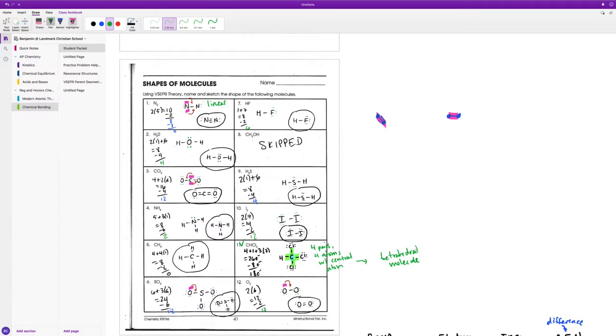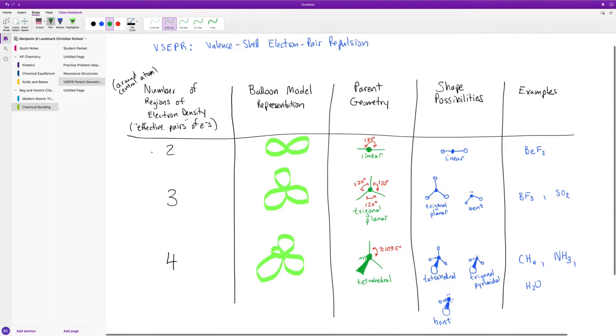So the water molecule: find its central atom, of course that's the oxygen atom, and then count up the number of electron regions around the central atom. We've got 2 bonding pairs and 2 lone pairs, 4 effective pairs of electrons. Okay, so we're in tetrahedral parent geometry. 4 electron regions, it's like these 4 balloons that we tied together, tetrahedral parent geometry. Bond angles of approximately 109.5 degrees.